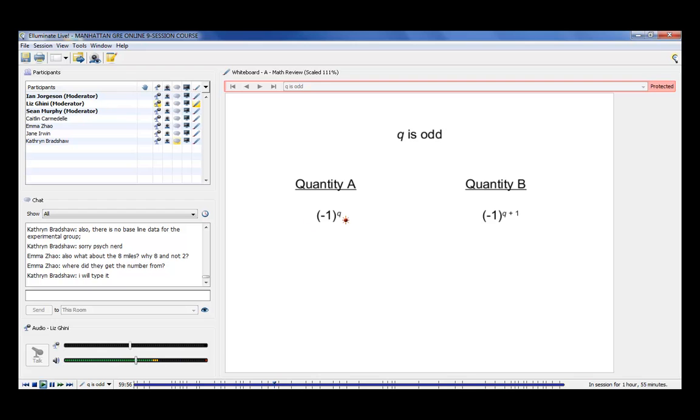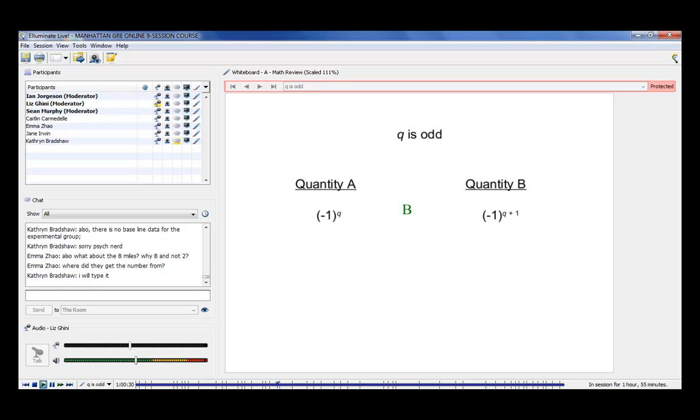We look at this, -1 to the q, -1 to the q plus 1. We have no idea of what q is. All we know is that q is odd, but why is that enough? Why is that enough? Catherine will tell us why it is enough. All right, and I'll put up the correct answer so everybody can see it. It's B.